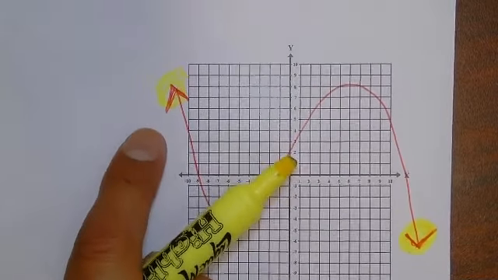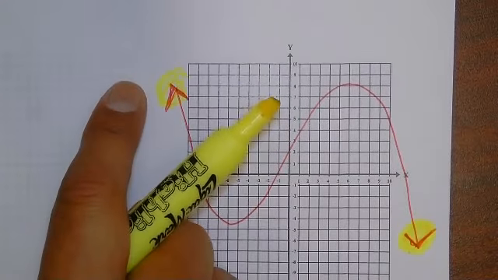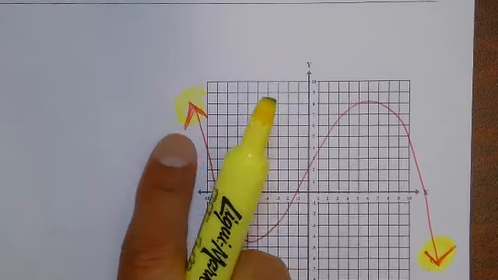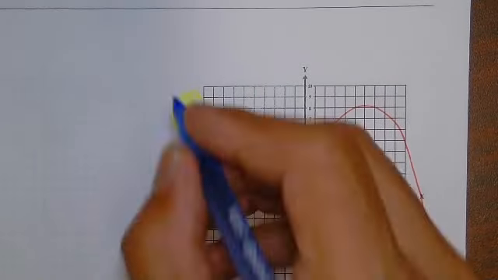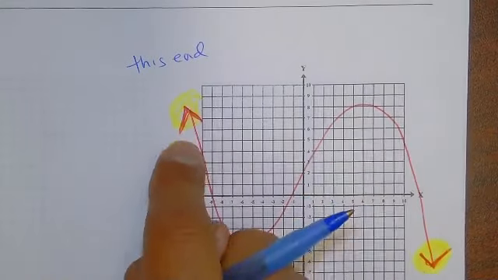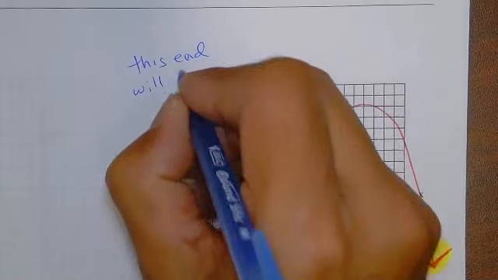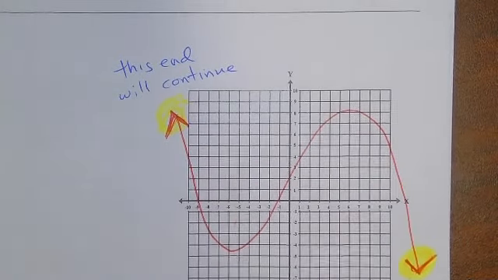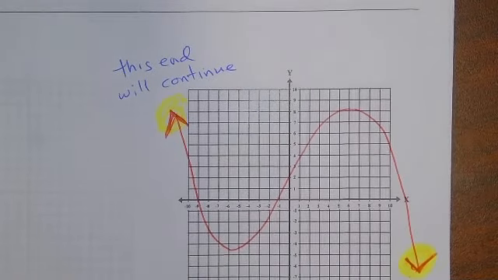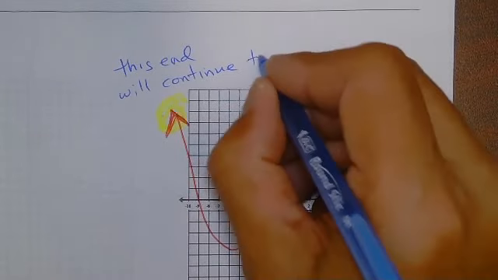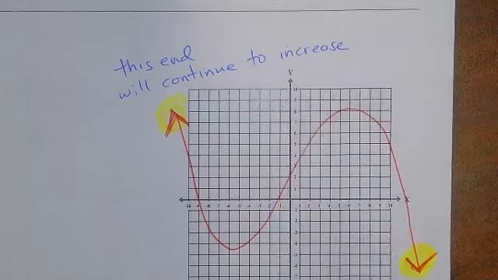Does everybody see the arrows pointing up? That means that this one's going to continue to do what? At this end on the left, it's going to continue. I know you're saying go up, but there's a word that kind of captures all that in math. What's the word for something that goes up? Increases, right? It's going to increase. This end will continue to increase.